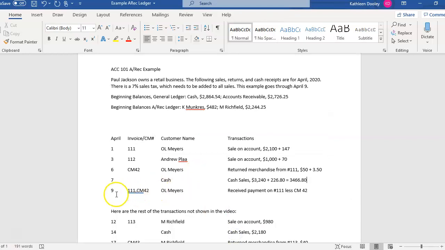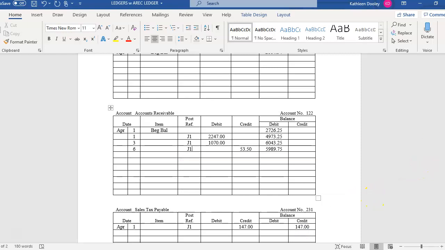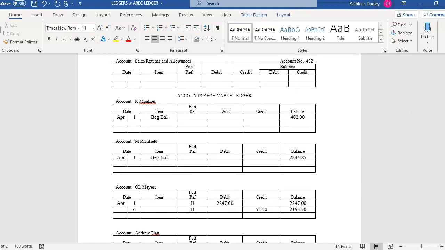Okay, now on the 9th, I have O.L. Myers. We received payment from O.L. Myers, and they were paying us off invoice 111 minus that credit memo from when they returned stuff, credit memo 42. Okay, so how much is that they owe us? Well, we need to look on their ledger. Okay, so we'll go to their ledger of O.L. Myers. Okay, how much do they owe us? They owe us $21.93.50. That's how much they're going to give us in cash.